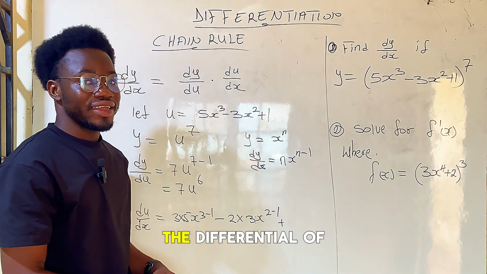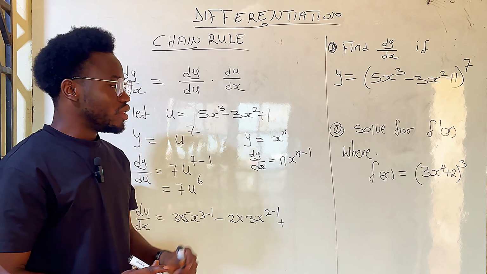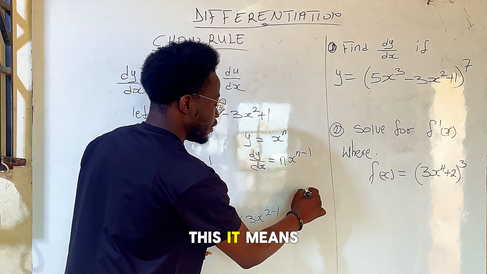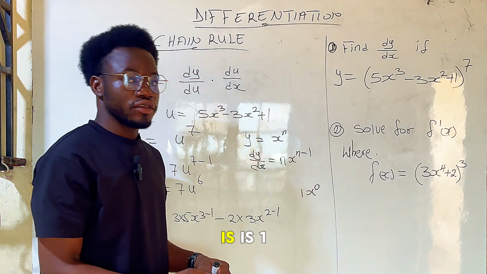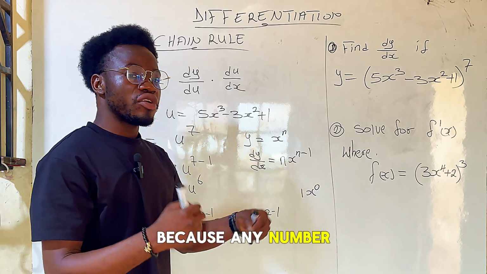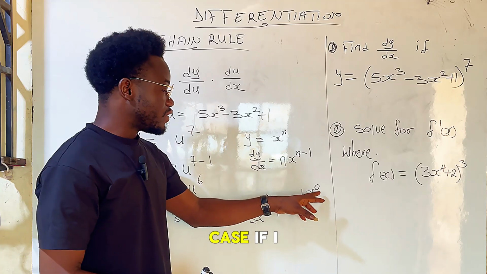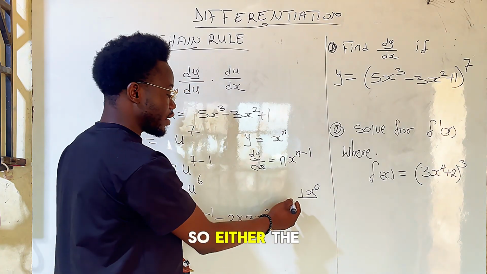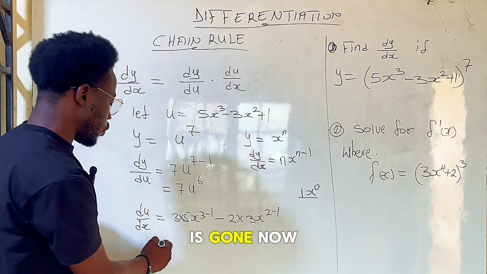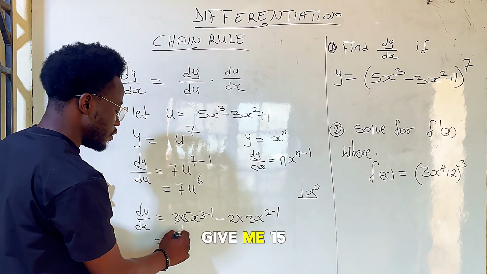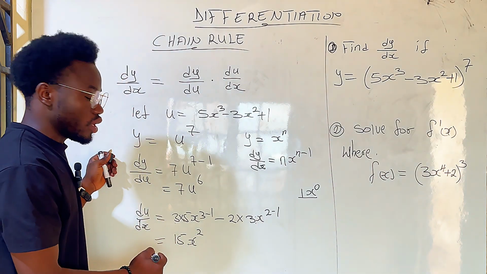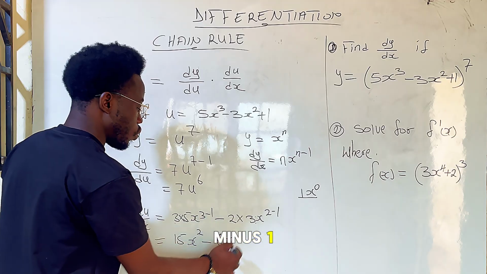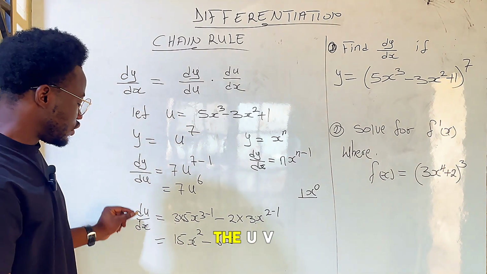The last time I explained that the differential of a constant is 0. Differential of a constant is 0 because with a constant like this, it means the x component is exponent 0, because any number to the power 0 is 1. So if I am dropping it here, 0 times 1 makes the whole thing what? 0. So the constant is 0. So that portion is gone. Now I have 3 times 5 will give me 15x exponent 2. And also I now take 2 times 3, that will give me 6x exponent 1. And so I have found my du dx.